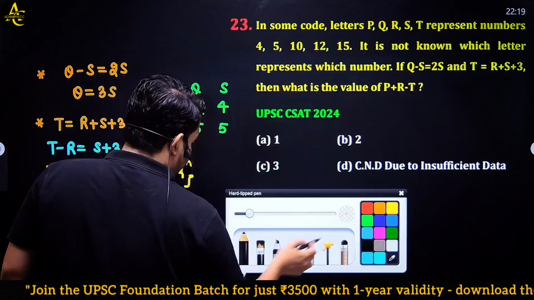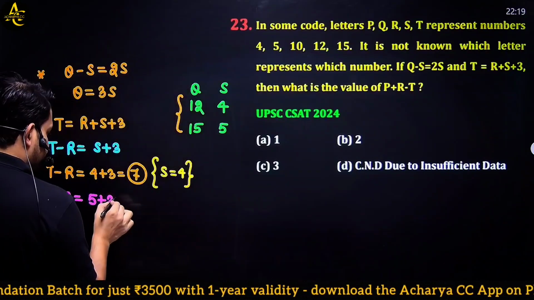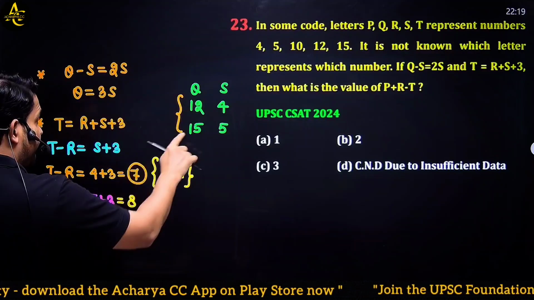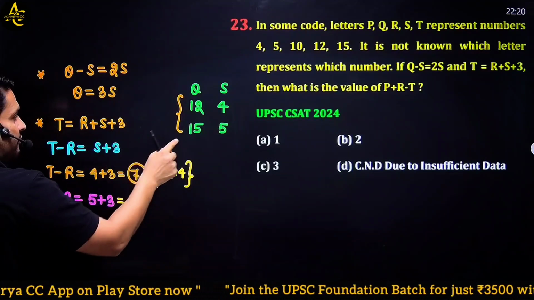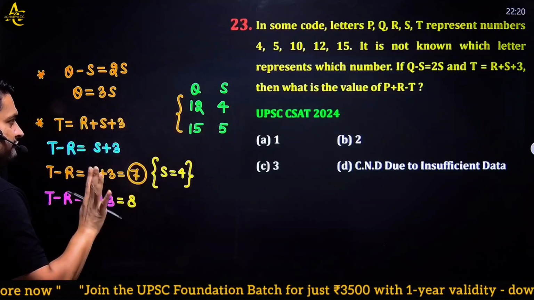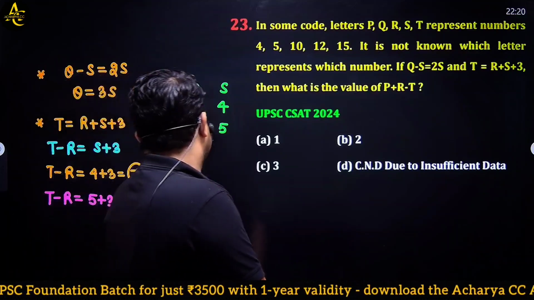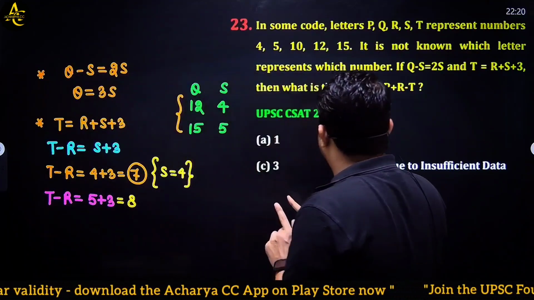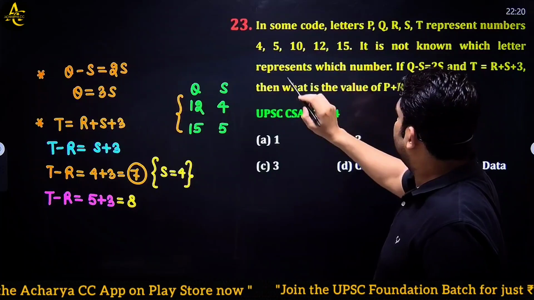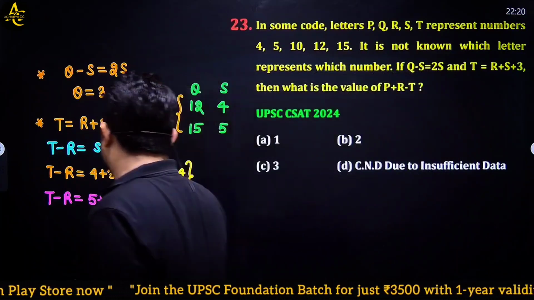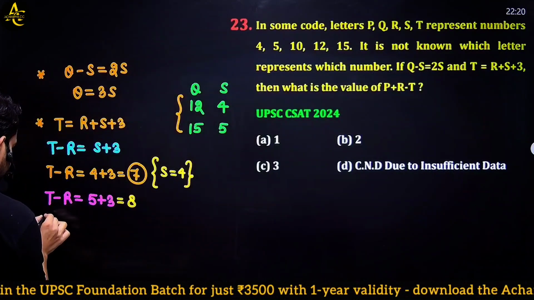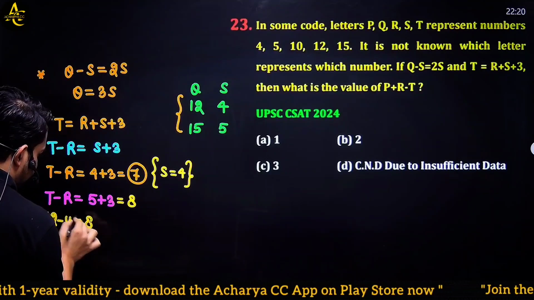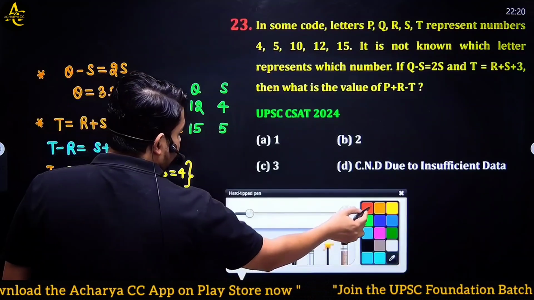So 5 plus 3 is equal to 8, and I have a combination. See, if I put s is equal to 5, I cannot take 15 as the value, so I cannot use this. I have to make the difference 8 here. If I put one number 12, one number 4, I know that 12 minus 4 is equal to 8.